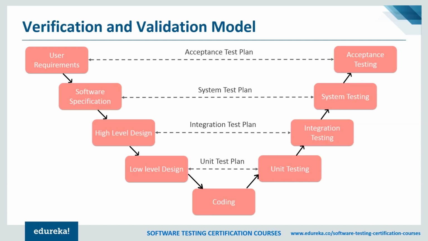In the verification and validation model, the development and QA activities are done simultaneously. There is no discrete phase called testing. Rather, testing starts right from the requirement phase. The verification and validation activities go hand in hand. So just have a look at the figure over here.